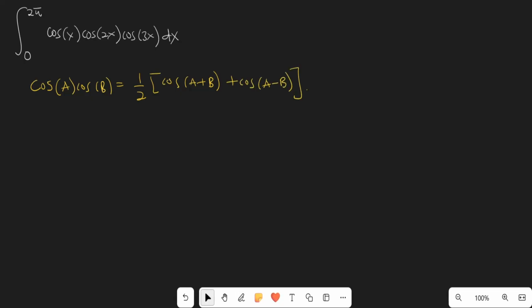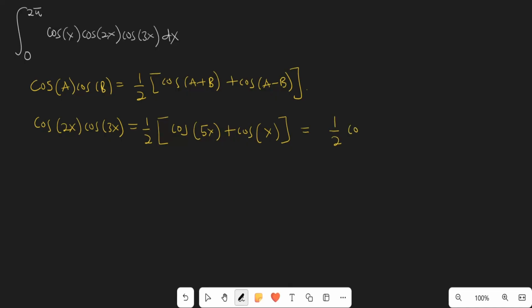We can use this identity to find what cosine of 2x times cosine of 3x is. That is going to be 1/2 times cosine of A plus B. A is 2x and B is 3x, so that is 5x, plus cosine of A minus B, which is 3x minus 2x, that is x. You can also do 2x minus 3x, that will be cosine of negative x, which is the same as cosine of x because cosine is an even function. So this is how this one can be broken down.